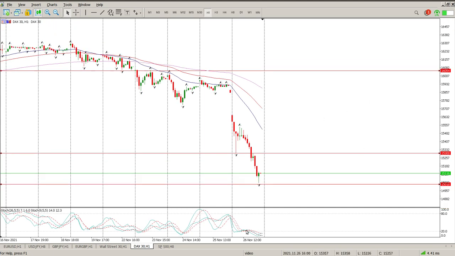You don't want to be jumping in short at the moment. You are way too close to this major support here. And then the other thing is, look at your oscillators indicating that the move is potentially over. There's no divergences or anything like that.